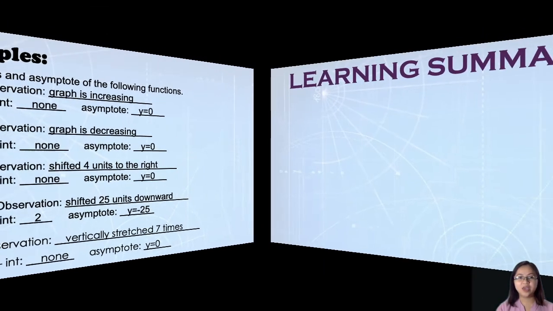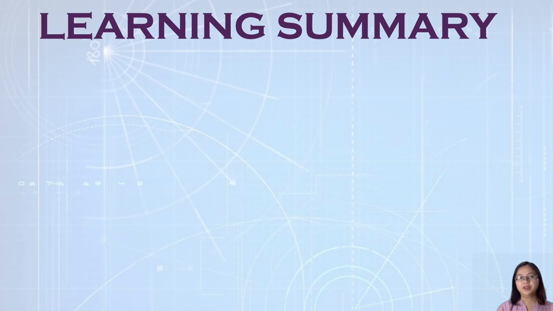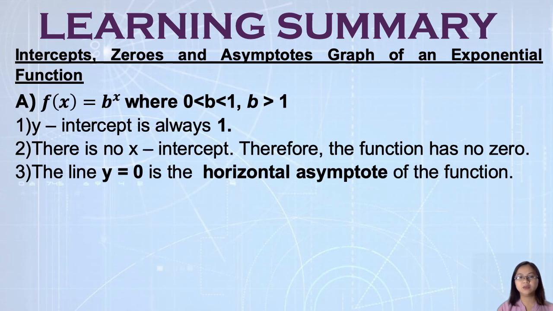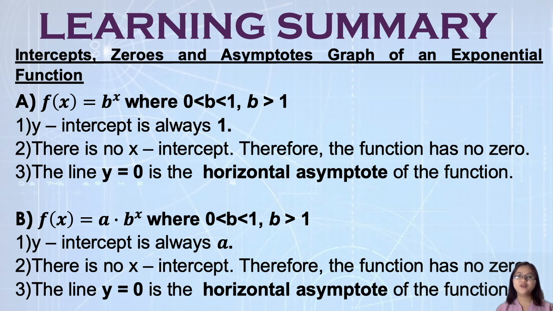Now let's sum up what we have talked about. Let's sum up about the intercept, zeros, and asymptotes of the graph of an exponential function. So for the form of exponential function f of x is equal to b to the x, y-intercept is always 1. There is no x-intercept and the horizontal asymptote is y equals 0. Or for the form of f of x is equal to a times b to the x, the y-intercept is the numerical coefficient a. And there is no x-intercept, the horizontal asymptote is y is equal to 0.